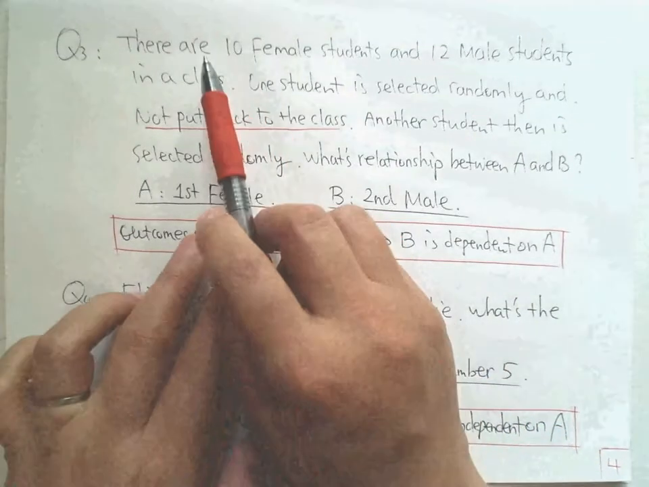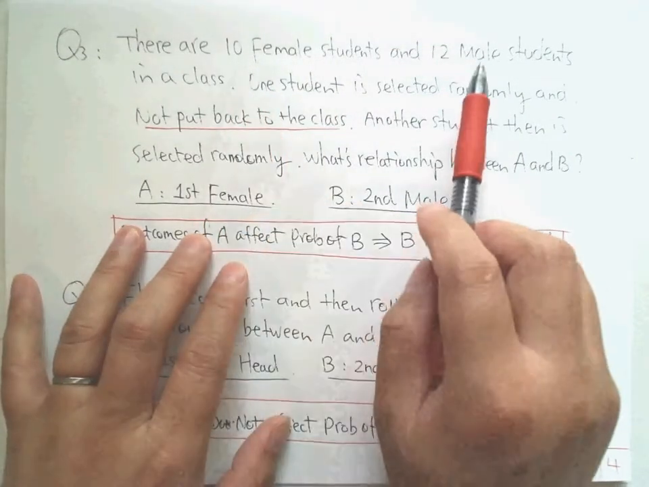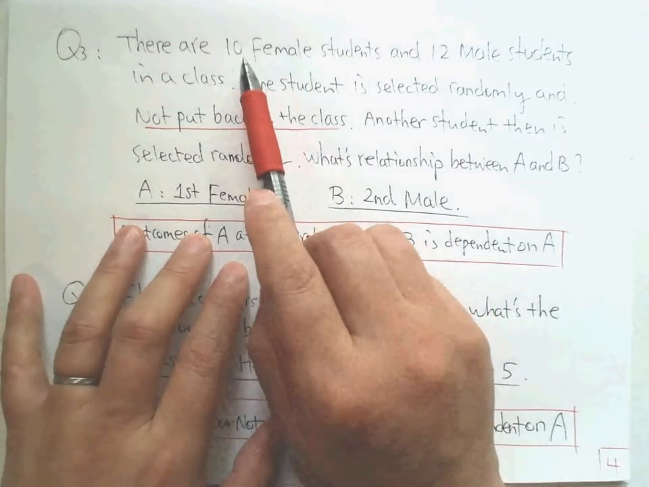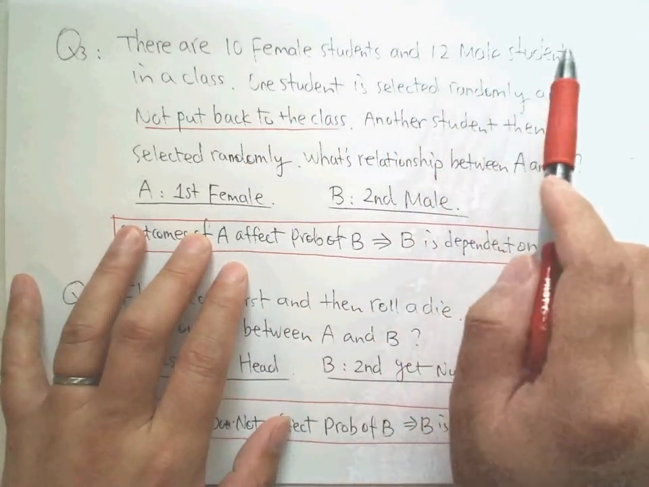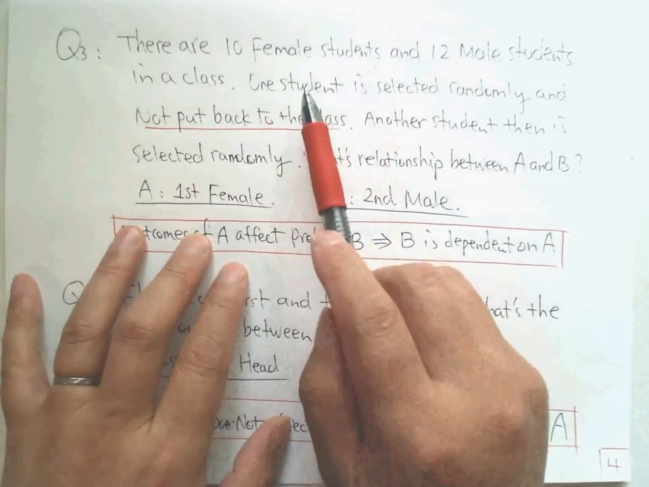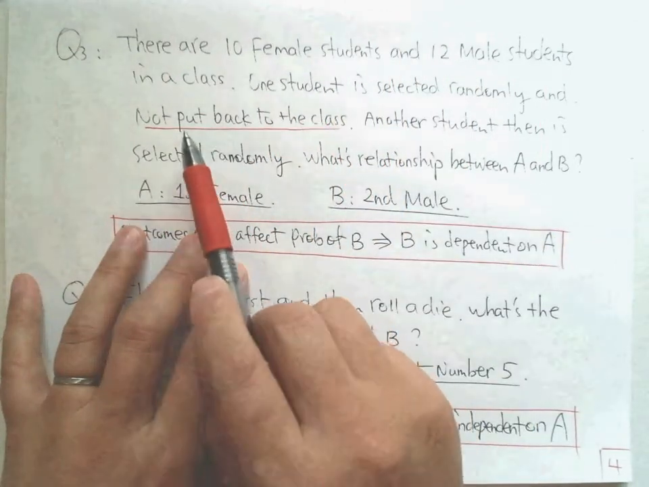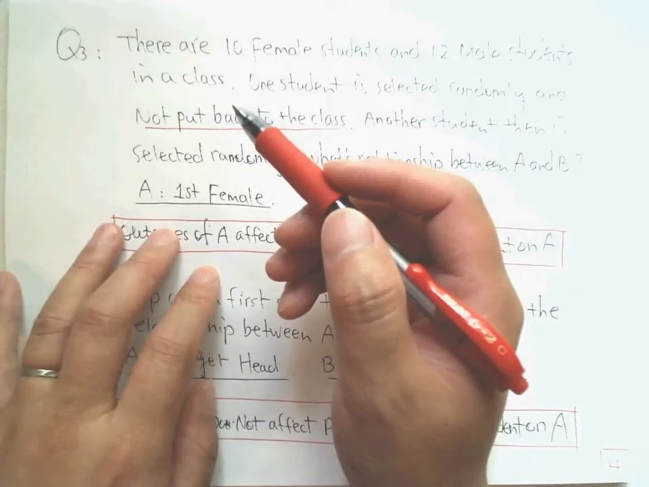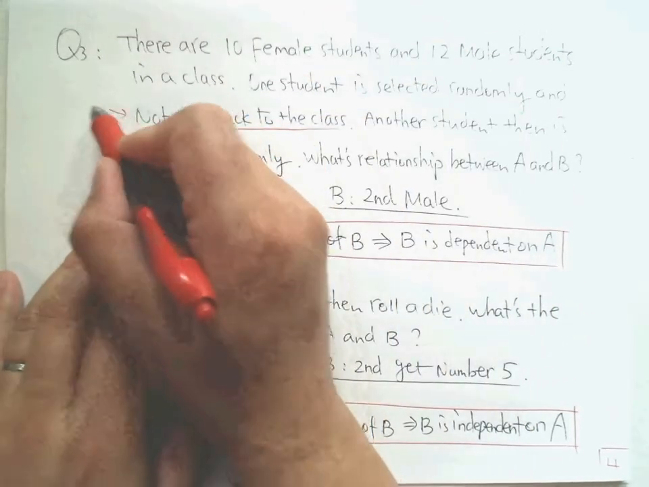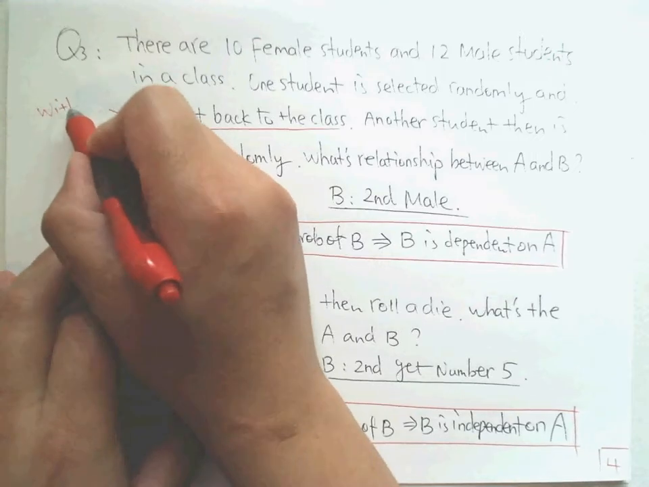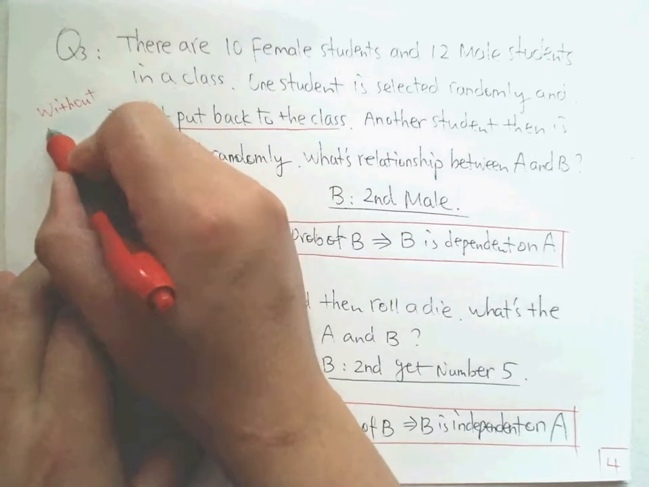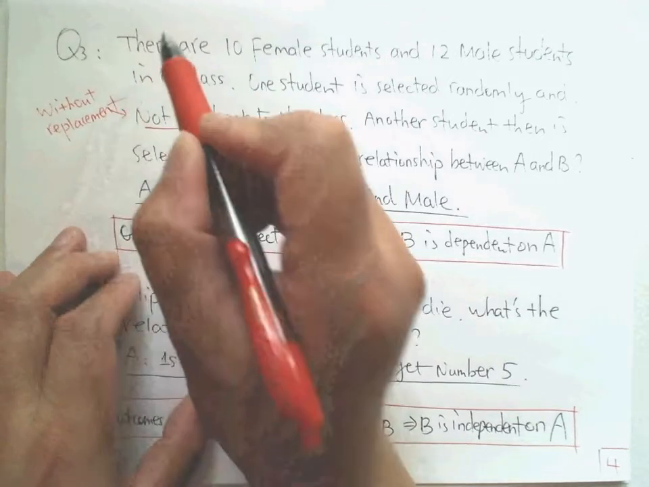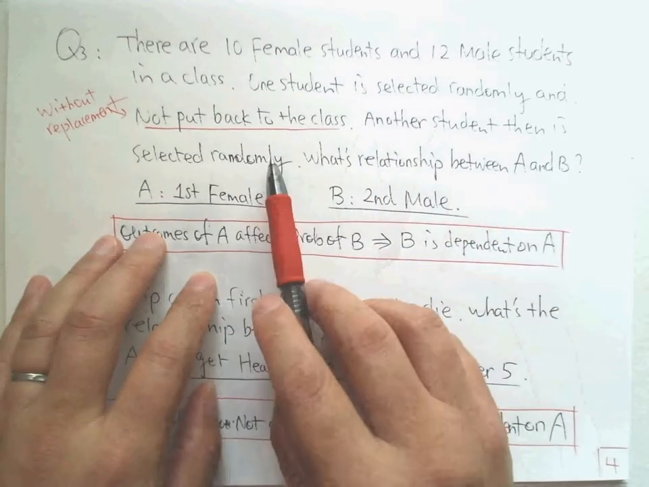So can we look at this? If we have a class that contains 10 female students and 12 male students. The first time we pick one student and not put it back. Not put it back means without replacement. Remember that, just think about that. Without replacement. And then another student is selected randomly.